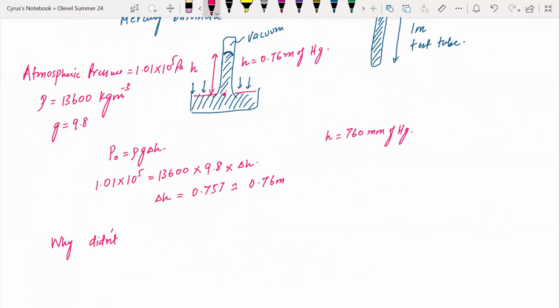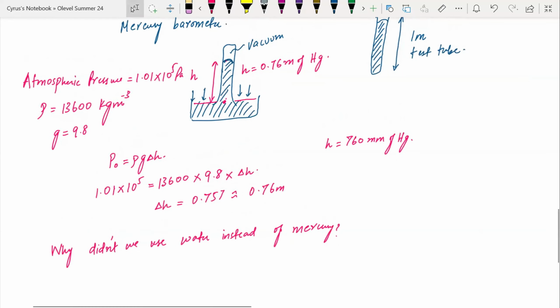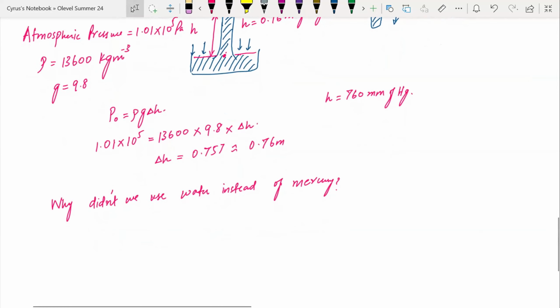Why didn't we use water instead of mercury? What's the reason? हम पानी भी तो यूज कर सकते थे. But why? वाटर की डेंसिटी कम है तो उसकी हाइट बहुत बड़ी आएगी. 10 meters लॉन्ग हाइट आएगी उससे. अगर आप वाटर यूज करें तो डेंसिटी ऑफ वाटर इज 1000 किलोग्राम पर मीटर क्यूब.